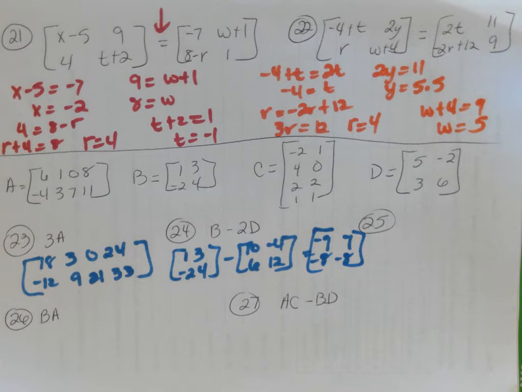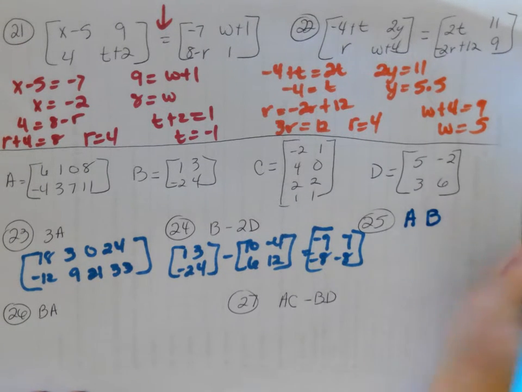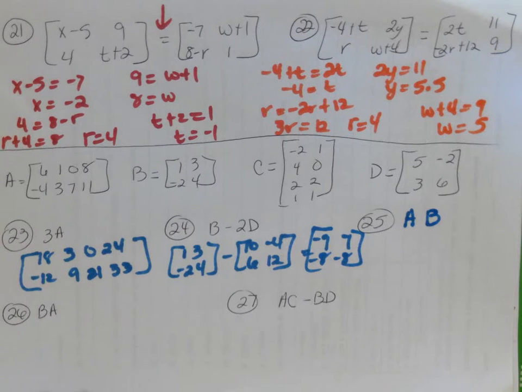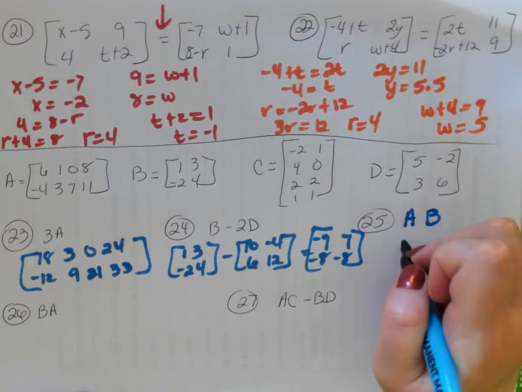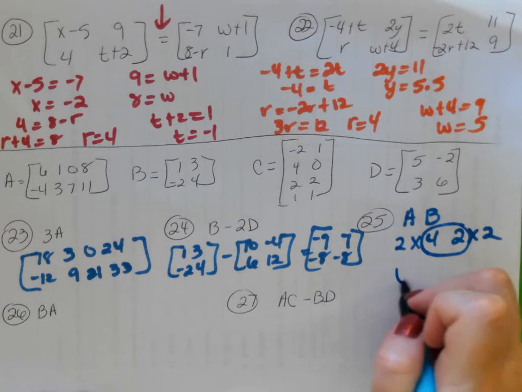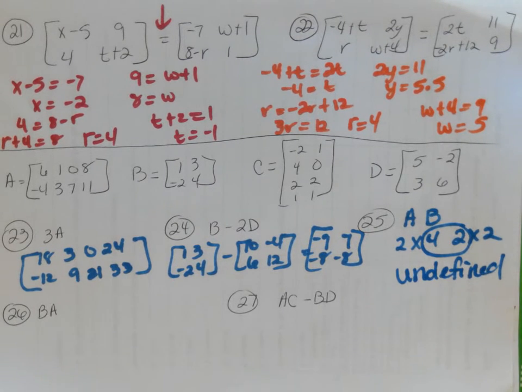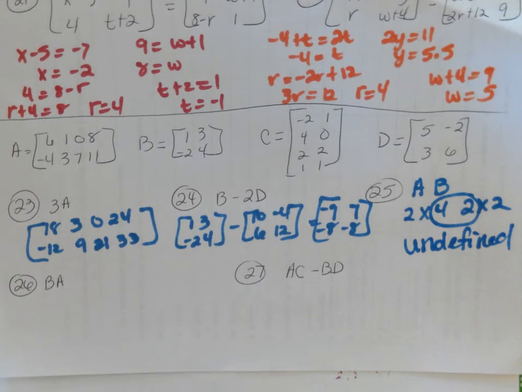I didn't write down what number 25 was. 25 was multiply A times B. A times B. All right. Well, remember, we always have to check first. A is a 2 by 4, and B is a 2 by 2. These do not match, so it's undefined. Awesome.